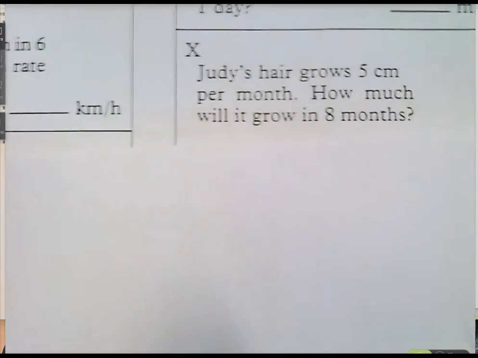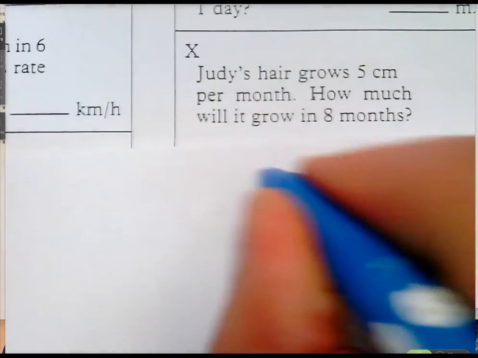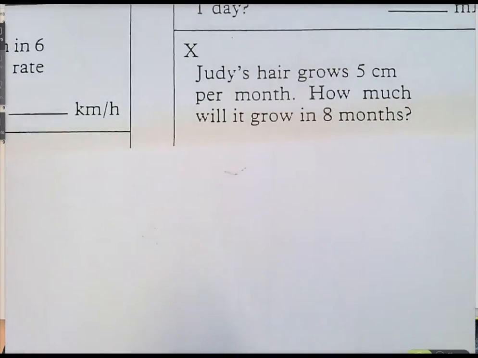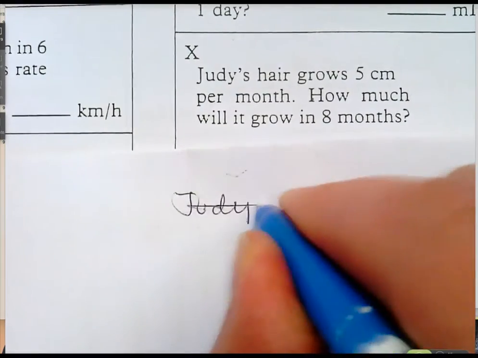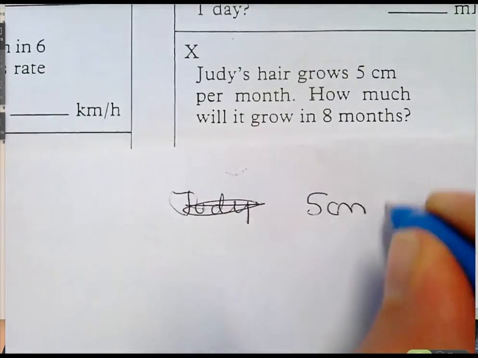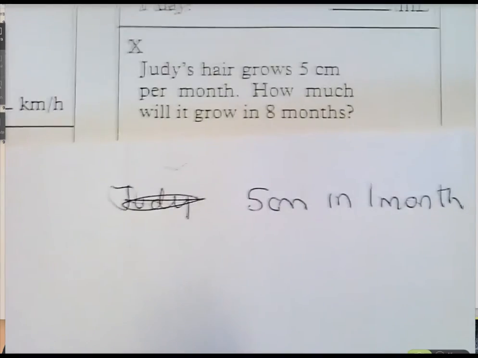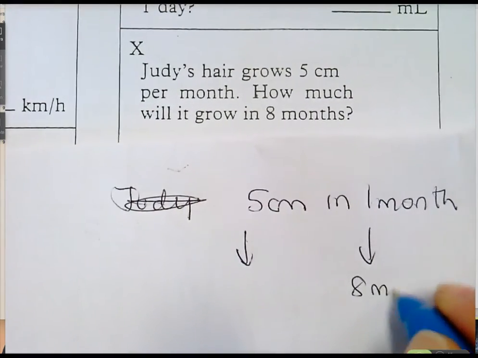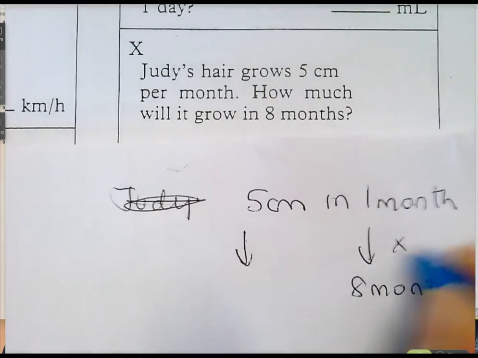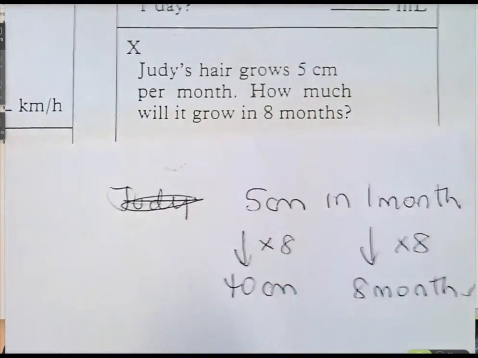How much would her hair grow in 8 months, girls? Actually, 8 times 5. Yes, good. Can we work out how much her hair would grow in a year as well? 5 times 24. So she's got 5 centimeters in 1 month. In 8 months, it would be 40 centimeters. Good, but that's a lot.